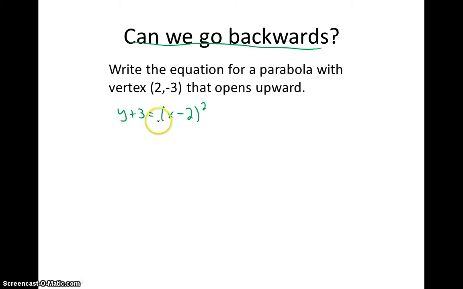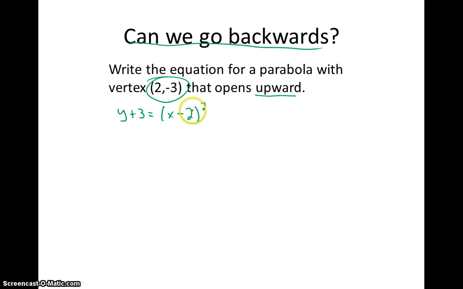Now, the coefficient here, all we know is that it opens upward. Well, if it opens upward, we just need to make sure it's positive. So I'm just going to leave it as a positive 1 there. You could put a 3 there, or a 5, or a 1/2. As long as it's a positive number, it doesn't matter, because all we know is that we got our vertex of 2, negative 3, and that we have a positive number there, so it opens upward. So the moral of the story here is, if we know the vertex, we can put it into vertex form.